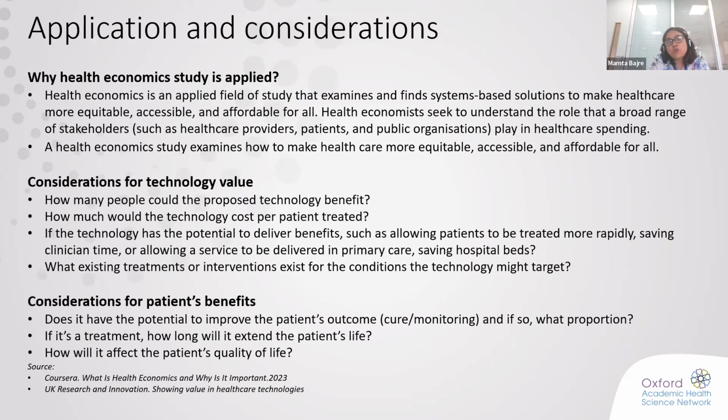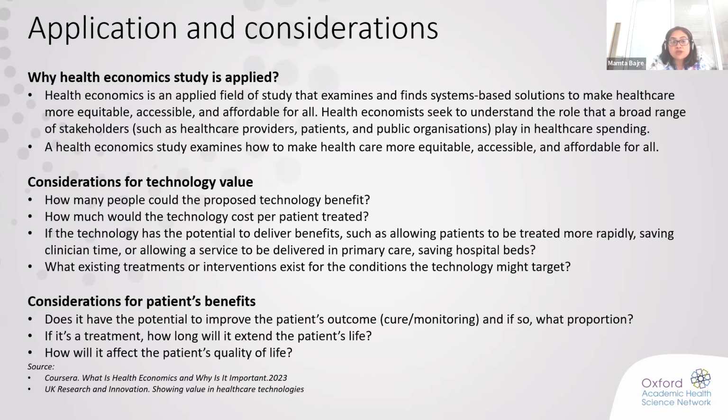Applications and considerations. Why is a health economics study applied? Why do you want to do this? So health economics is an applied field of study that examines and finds system-based solutions to make healthcare more equitable, accessible, and affordable for all. Health economics seeks to understand the role that a broad range of stakeholders, such as healthcare providers, patients, and all the public organizations, actually play in healthcare spending. A health economics study examines how to make healthcare more equitable, accessible, and affordable for all. These are the main 3 points to be considered when you do a health economic analysis.